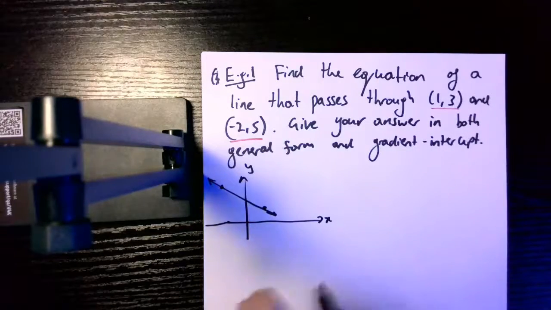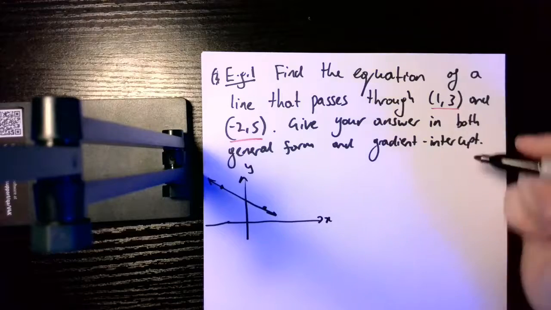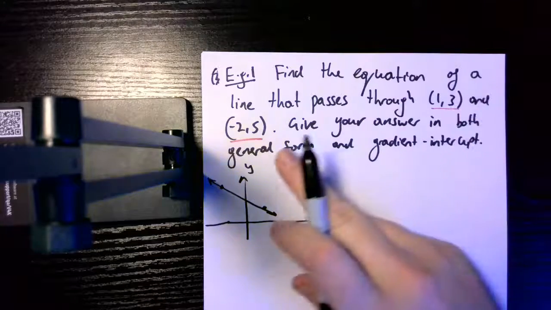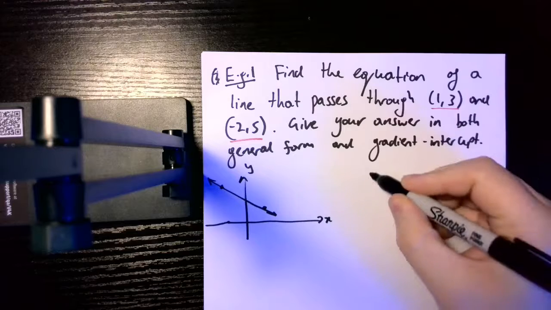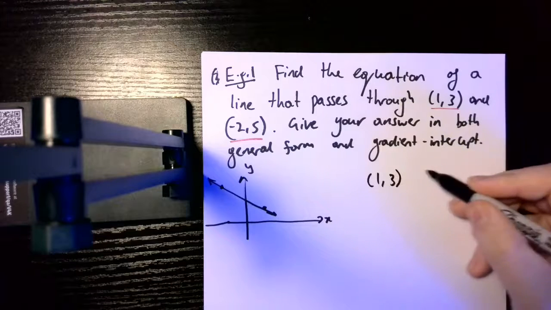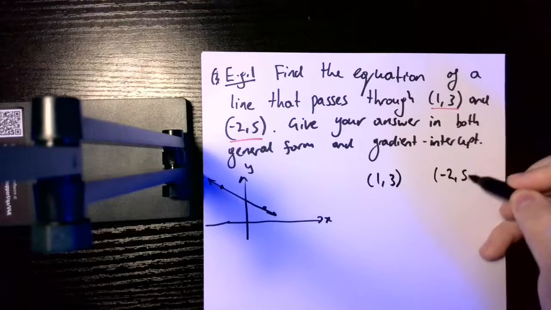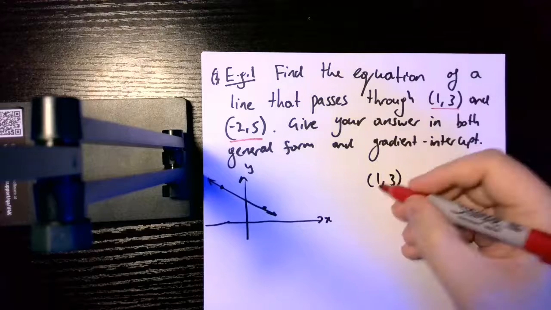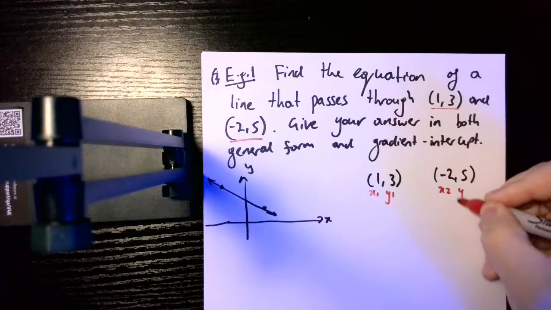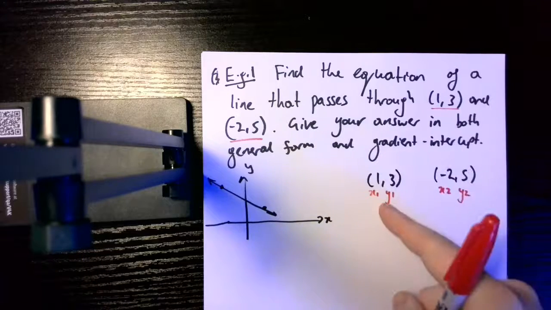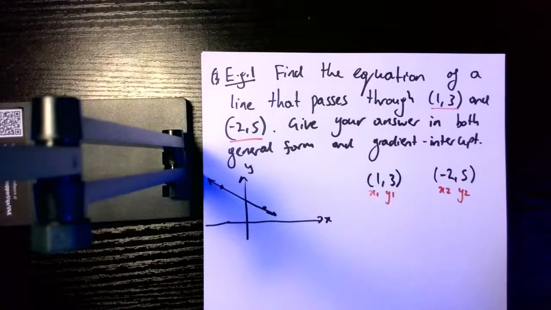Okay, so let's actually start having a look at it. It asks us to give our answer in both general form and gradient intercept. So it doesn't matter which way we write this in this one, we're going to be writing it in both, and I'll show you as we go along. I like to write my points out. I always write my points out: (1, 3) and (-2, 5). The reason why I do this is because it allows me to label them. Now, it doesn't matter whether you label this one x1, y1 and this one x2, y2, or the other way around. It honestly does not matter.